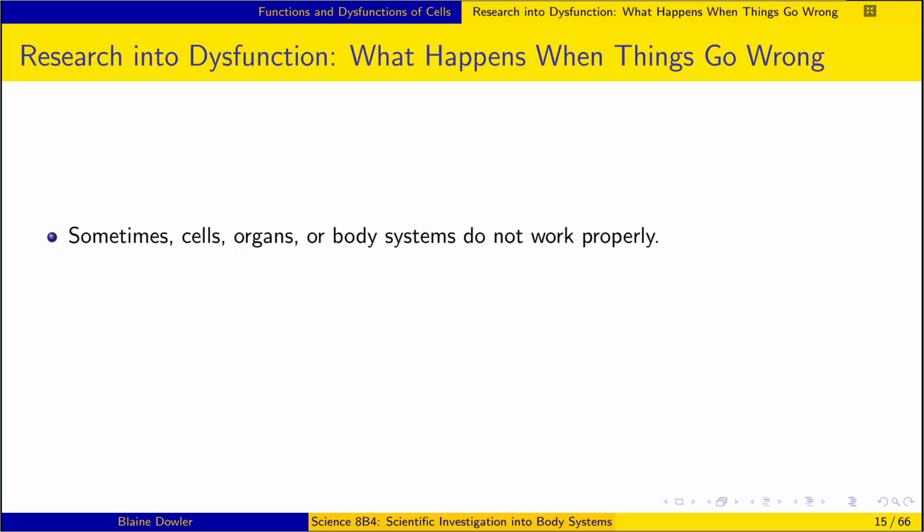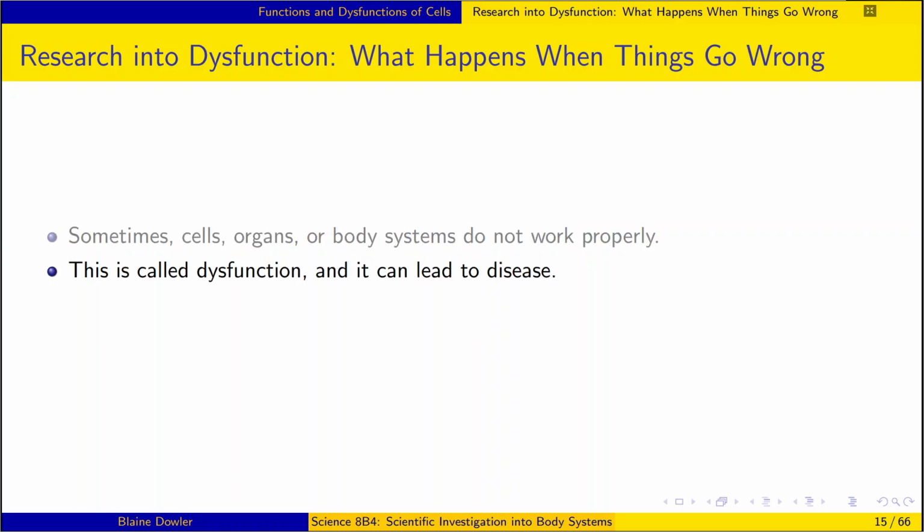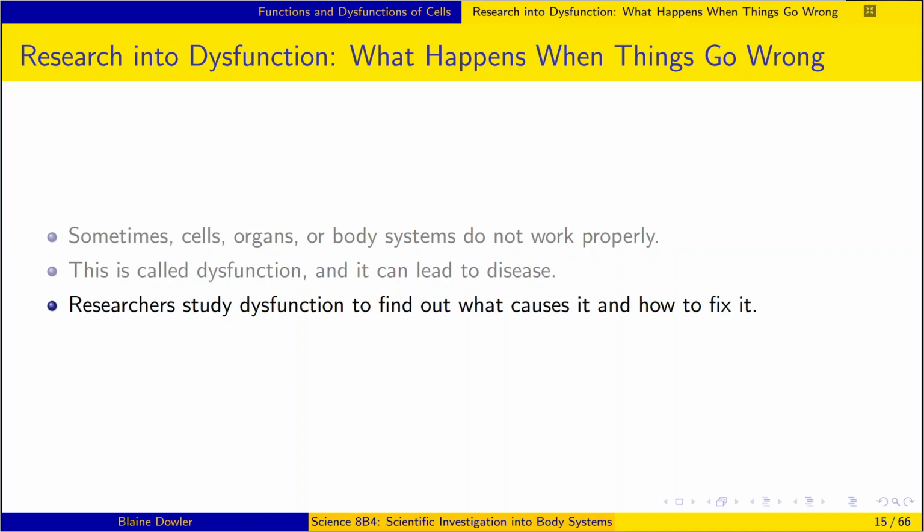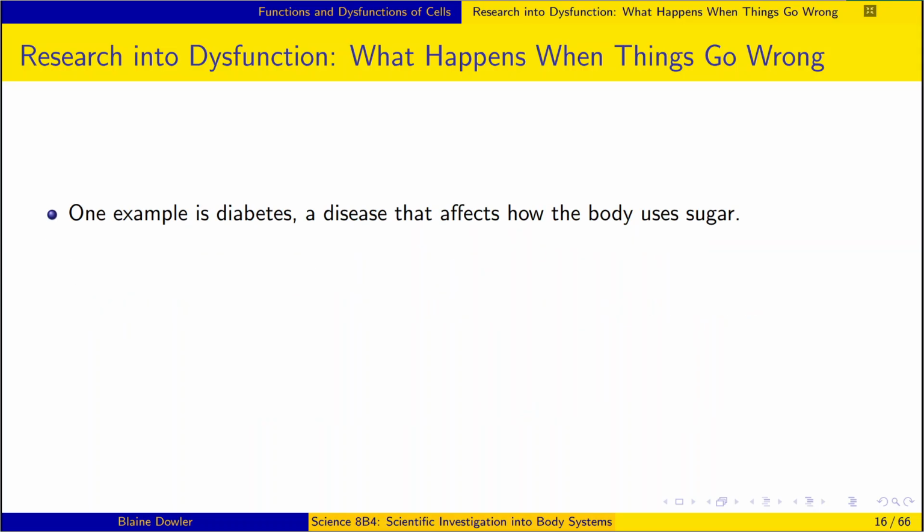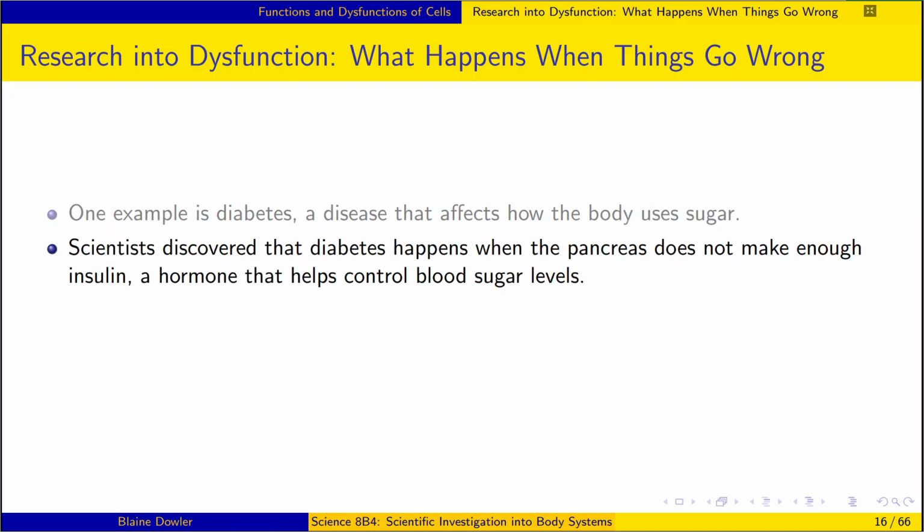Research into dysfunction, what happens when things go wrong. Sometimes cells, organs, or body systems do not work properly. This is called dysfunction, and it can lead to disease. Researchers study dysfunction to find out what causes it and how to fix it. One example is diabetes, a disease that affects how the body uses sugar. Scientists discovered that diabetes happens when the pancreas does not make enough insulin, a hormone that helps control blood sugar levels.